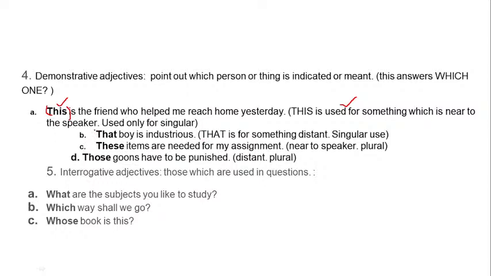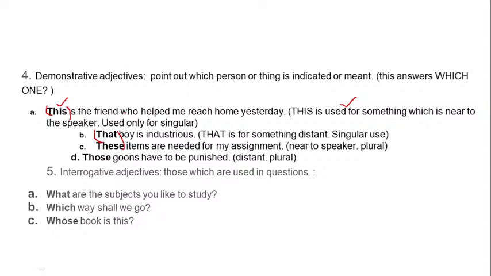Then number B is, that boy is industrious. That means I am demonstrating that that is the boy who is industrious. And industrious means hardworking. And that will be used for something which is distant, which is not near me. That is why I have used that.